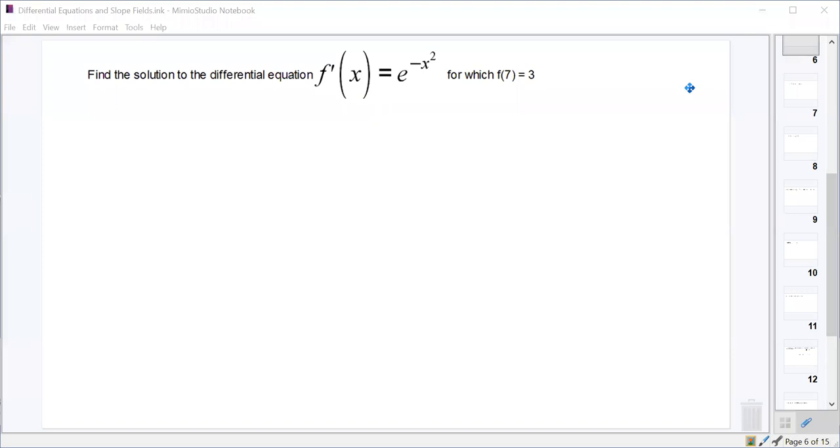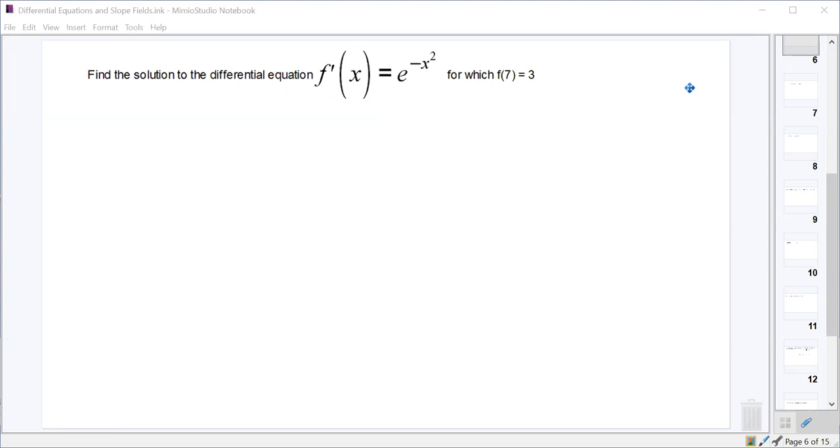Now, I am going to tell you right off the bat that I am 100% positive that none of you know what the integral of e to the negative x squared is. Would you all agree with that? Yes. Yeah, definitely not, because that function is not really integrable. You can't actually find an explicit function that has a derivative of e to the negative x squared.